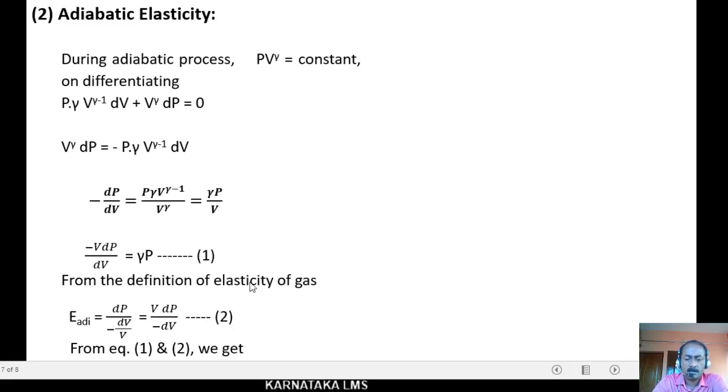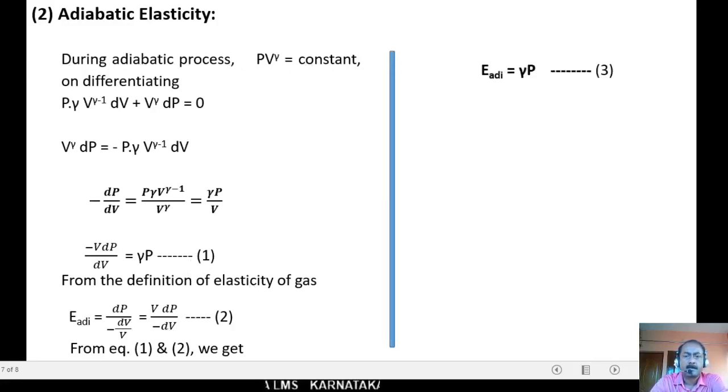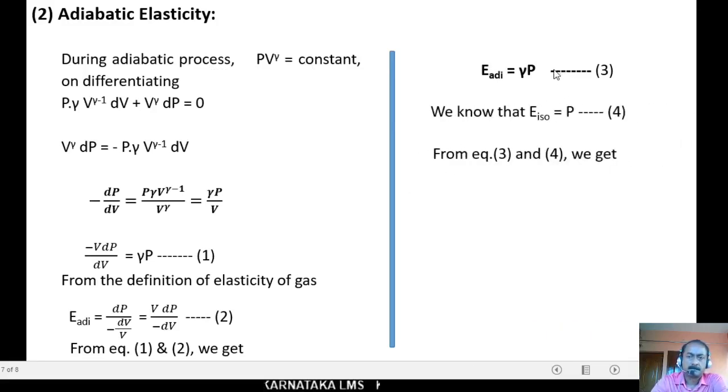From equations 1 and 2, we get E adiabatic is equal to gamma P. From these two equations, we get E adiabatic equals gamma times E iso. I repeat, from these two equations 1 and 2, we get E adiabatic is equal to gamma into P.